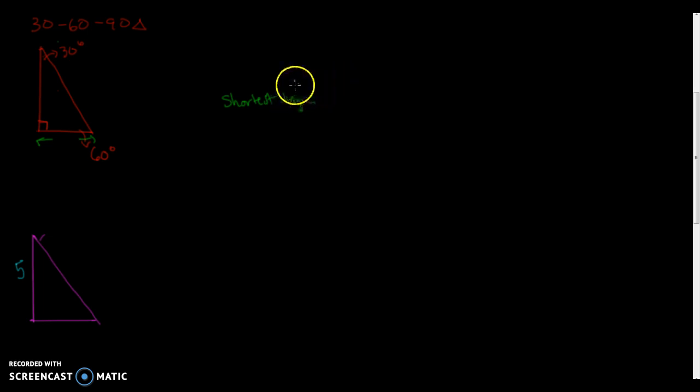Whenever you see a 30, 60, 90 triangle, the shortest leg is just going to be x. And x can be any number. That could be 5, that could be 4, that could be 6, or any number. So we define this as x. This is just going to be x. And let's assume that this is 6 in this case.